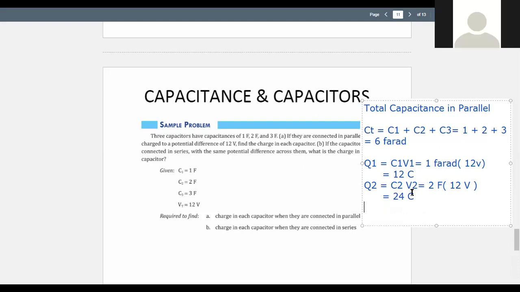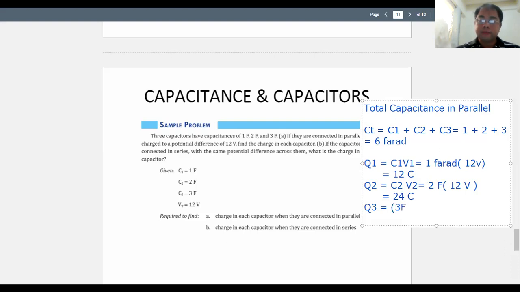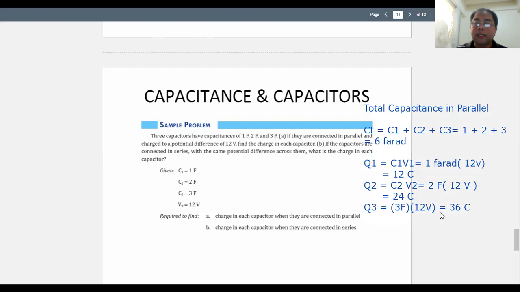Next, Q sub 3 is again C3, which is 3 farad, times 12 volts. That gives you 36 coulomb. Now again, a 1 farad value is a huge value, so in real terms, we do not use that exact value.